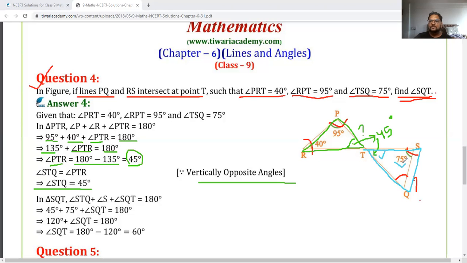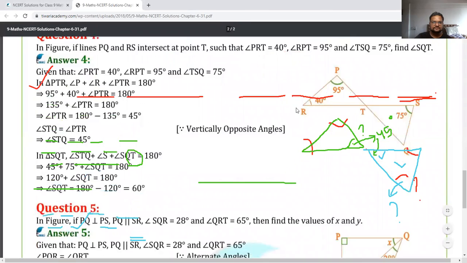Use the angle sum property for the triangle STQ in order to find out the angle Q. So 45 plus 75 plus SQT is equal to 180. The summation of 45 plus 75 will give you 120. That has to be subtracted from 180 in order to get SQT, that is 60 degrees. I hope you understand. Okay, let's go to the next question.